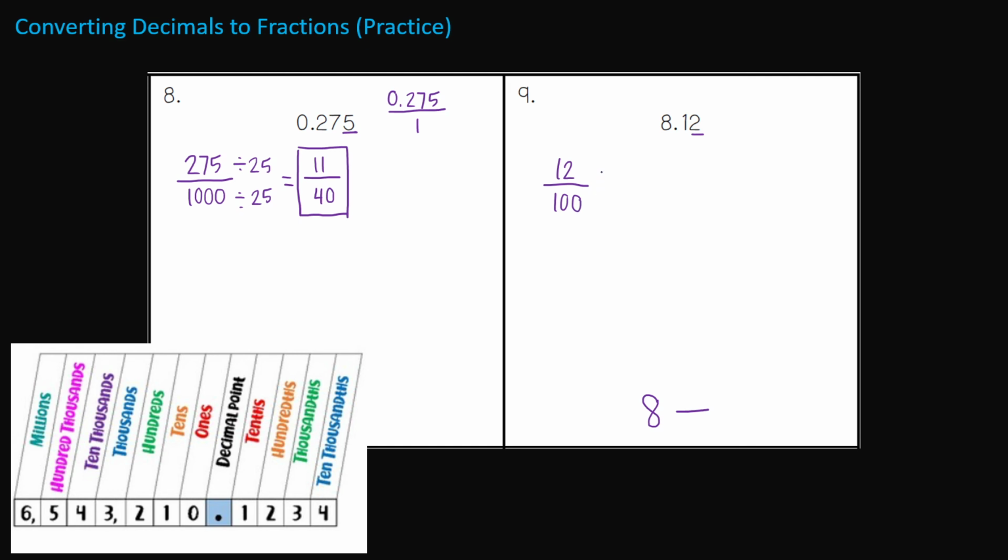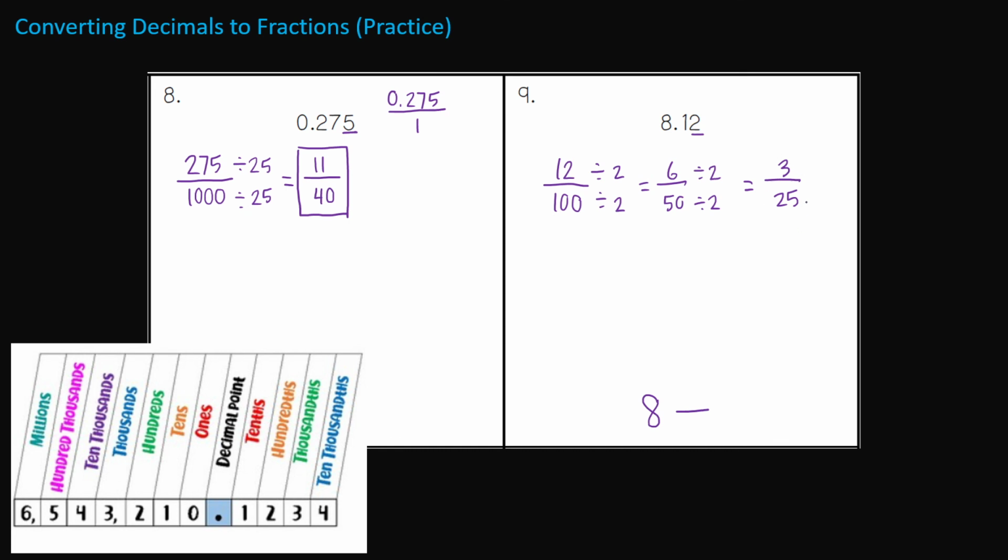12 and 100 are both even numbers. These are going to reduce. Let's just start by dividing by 2 on the top and the bottom. And I get 12 divided by 2 is 6. 100 divided by 2 is 50. This can still reduce. And of course, they're both even numbers, so I'm going to divide by 2 again. And I get 3 over 25.